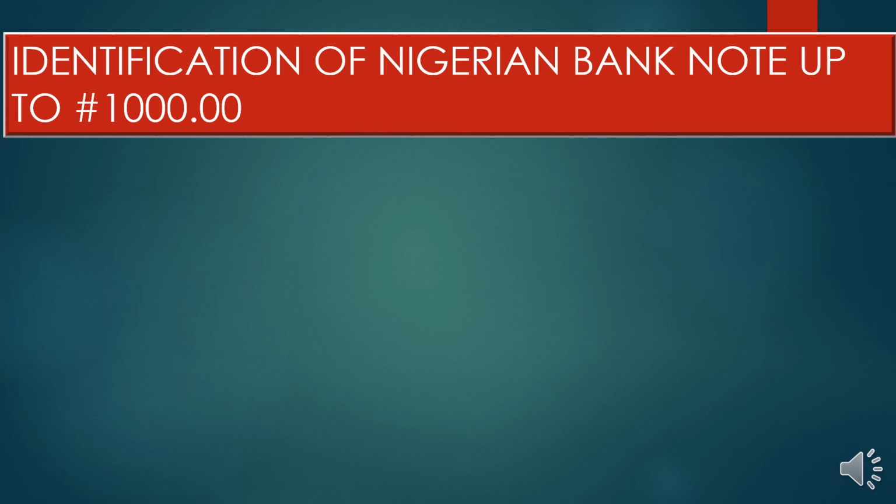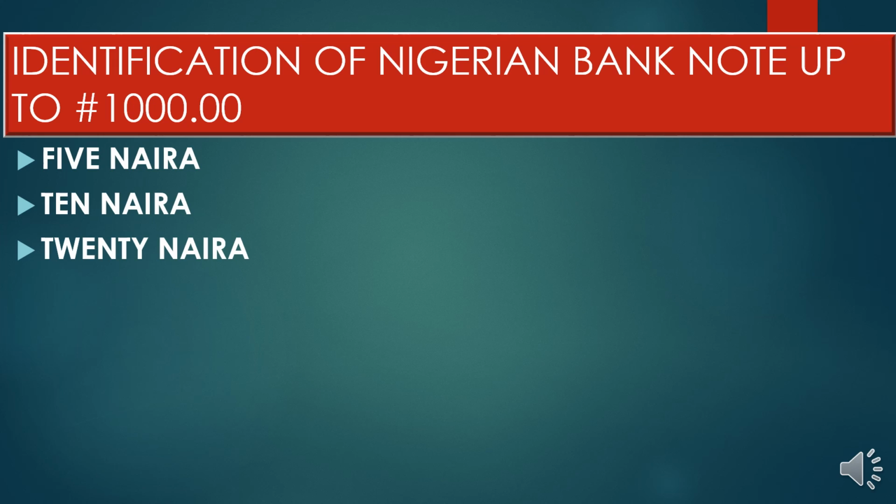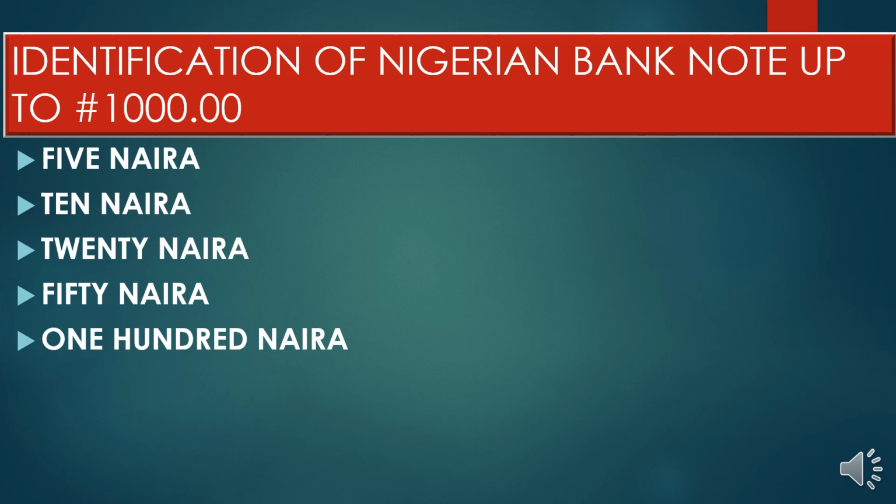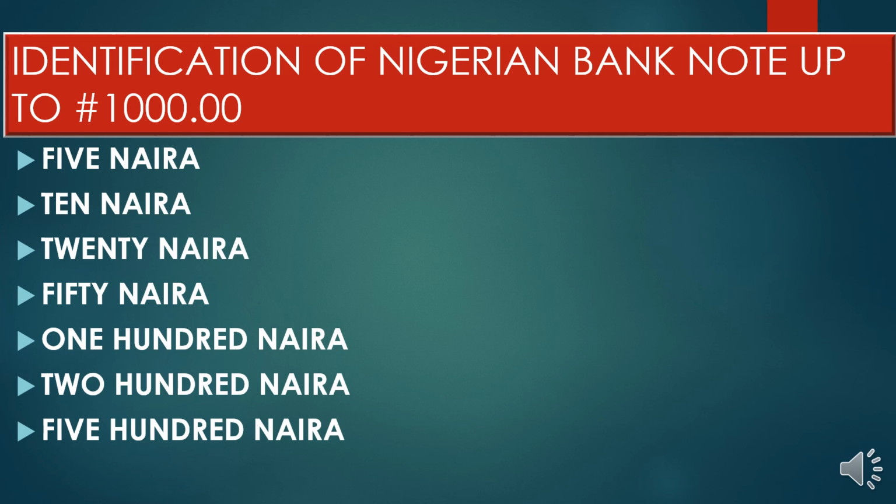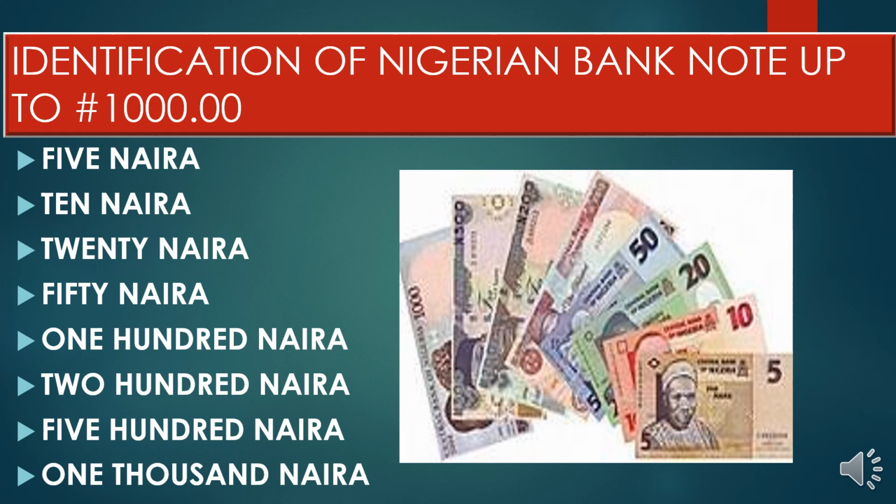Now let's see the Nigerian currency. Let's see the Nigerian banknote up to 1,000 naira. Let's see the Nigerian banknote up to 1,000 naira. Okay, we'll have the 5 naira, we'll have the 10 naira, we'll have the 20 naira, we'll have the 50 naira, we have the 100 naira, we have the 200 naira, we have the 500 naira, and we have the 1,000 naira. Now let's see a picture of what it looks like.